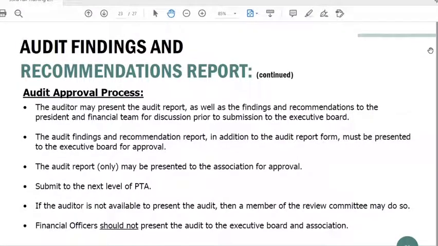In the audit approval process, the auditor may present the audit report as well as the findings and their recommendations to the president and the financial team for discussion prior to submission to the executive board. The audit findings and recommendation report, in addition to the audit report form, must be presented to the executive board for approval. The audit report only may be presented to the association for approval, and the findings are presented to the executive board. Once that has been completed, you're going to submit to the next level of PTA. If the auditor is not available to present the audit, then a member of the review committee may do so. Financial officers should not present the audit to the executive board and association.